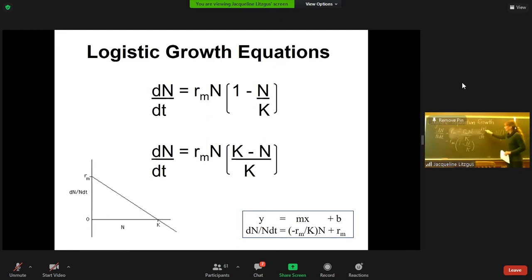Because this dN over dt, that's population growth rate, equal to r times N. You remember that r times N, that's how we explain exponential growth. So again, that means that this piece of the equation over here, this 1 minus N over K, is the part of the equation that makes this logistic, that is, makes it density dependent. So I'm going to talk about that a little bit more in the next slide here.